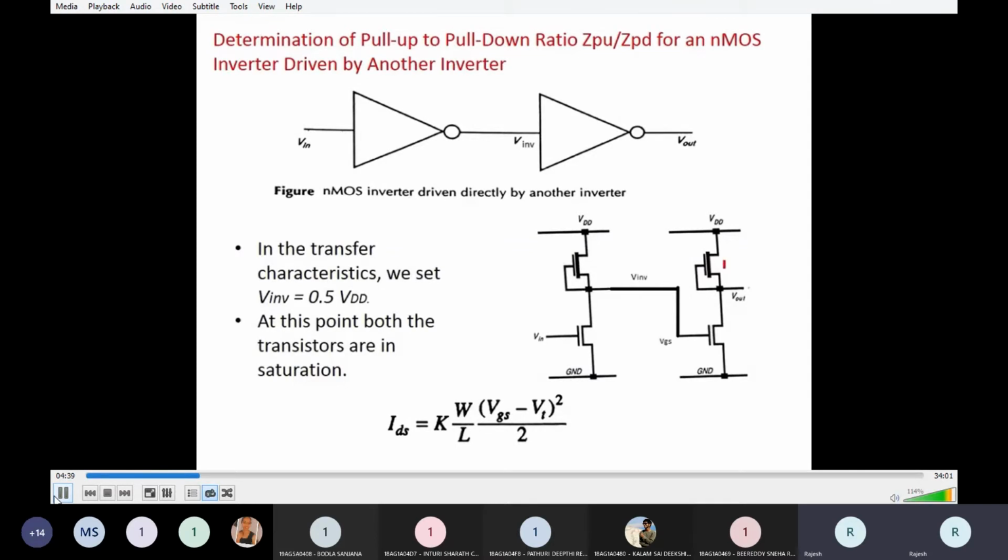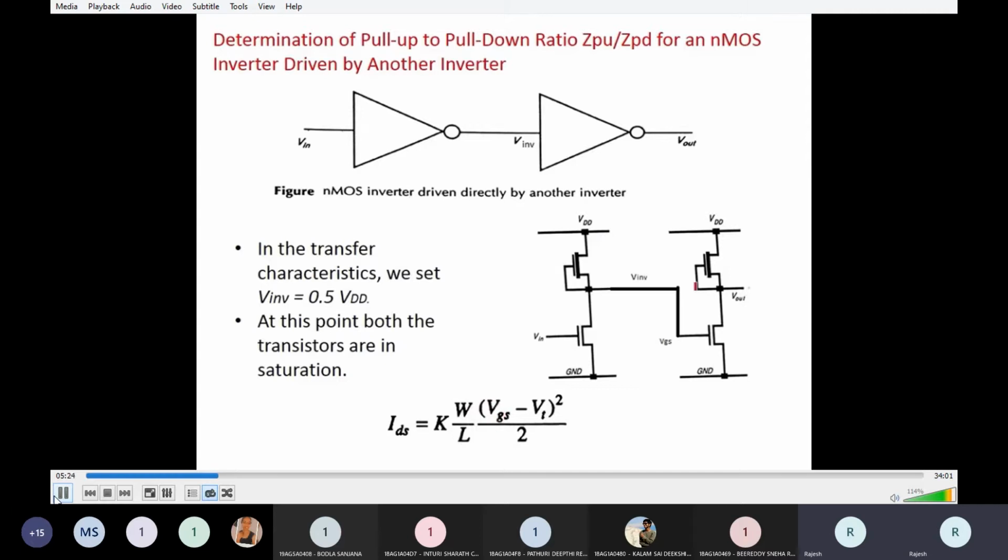For this pull up network or depletion mode MOSFET, gate and source are shorted, nothing but VGS is equal to 0. And for this depletion mode MOSFET, the threshold voltage is represented by VTD. D stands for depletion mode. So use this equation and write down IDS. Okay, for depletion mode MOSFET, IDS is equal to K into W by L, where W is replaced by W pull up, because it is the pull up network, and L is replaced by L pull up, into VGS.